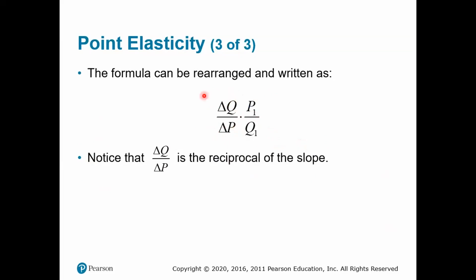For the case of a linear demand curve, if the slope was 3, the reciprocal of it would be 1/3. And then you just take the price over quantity. This is not required on your exam, but this is very, very useful when you get back into the real world.